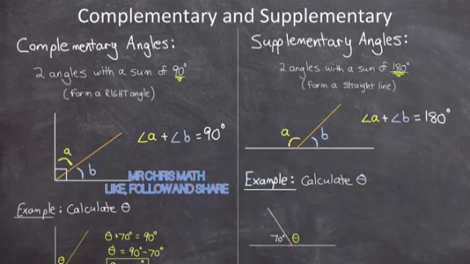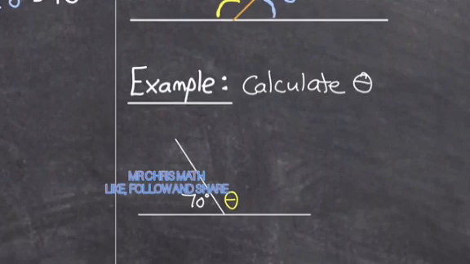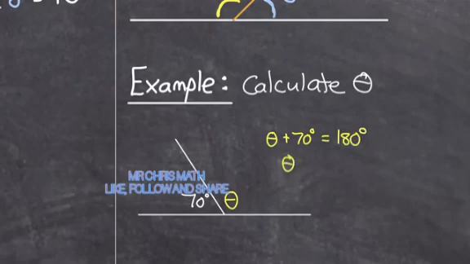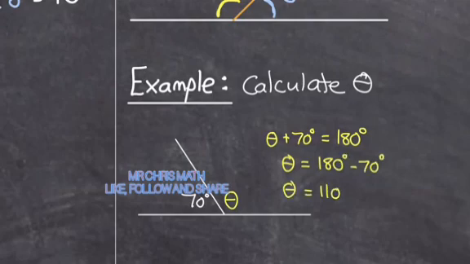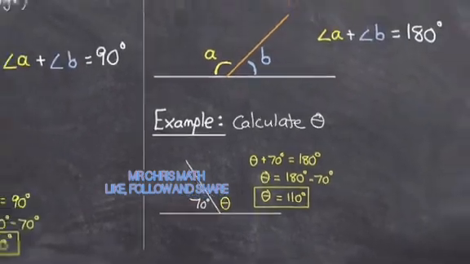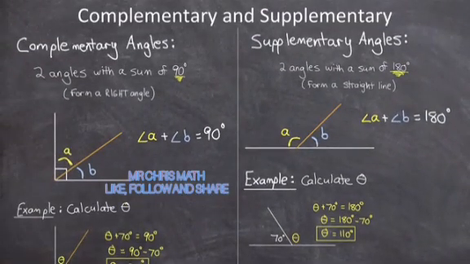And let's do a quick example with supplementary angles. In this example, we need to calculate angle theta again. So let me zoom in and notice the angle theta and 70 degree angle combined together form a straight line. So they're supplementary. That means that angle theta plus that 70 degree angle would have to equal 180 degrees. So to calculate theta, just find the difference between 180 and 70, which means that angle theta will be 110 degrees.